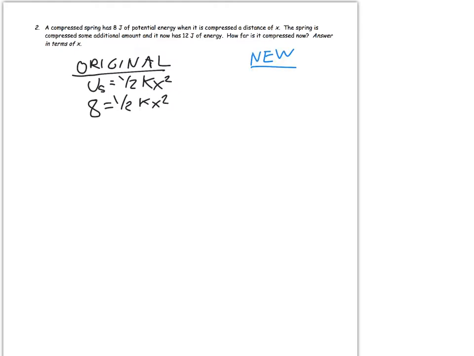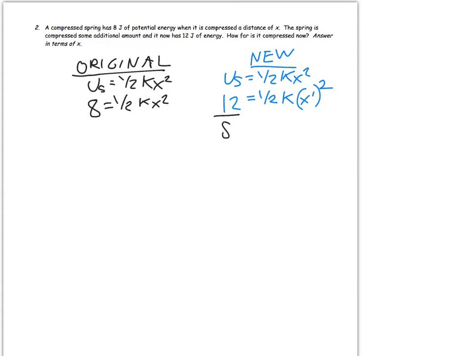For our new situation, I'm going to start with the same equation, 1/2 kx squared. Now my spring potential energy is going to be 12. It's the same spring, so my spring constant stays the same, but I'm going to say my new distance now is x prime squared. There are a few ways to solve for this. I can solve both sides for k. I can divide the equations. I have a few options. What I'm going to do is divide the equations.